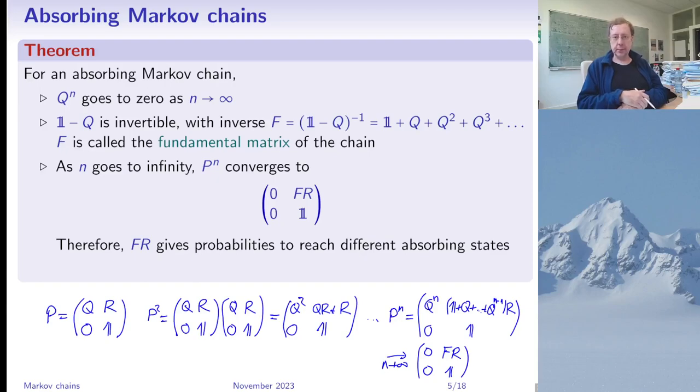Why is that? Well, you see that this limit of P to the n as n goes to infinity gives me transition probabilities after an infinitely long time. And the top right block here gives me transition probabilities from non-absorbing to absorbing states. So this is exactly what we have here.